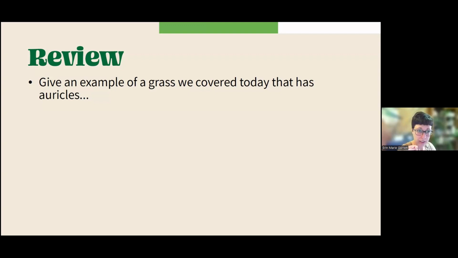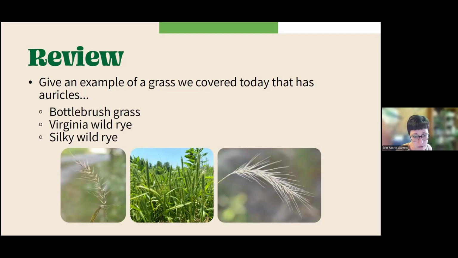Again, these are the characteristics we're going to look for. We talked about, what, 12 grasses today? And 3 of them, I want to say, had auricles. So a small subset, that's a good characteristic. If you find it, that helps you narrow down what you're looking at. I see a lot of answers coming in the chat. Thank you. A lot of the ryegrasses, and you are correct. So remember, our bottlebrush, our Virginia, and our silky wild rye all have those auricles.